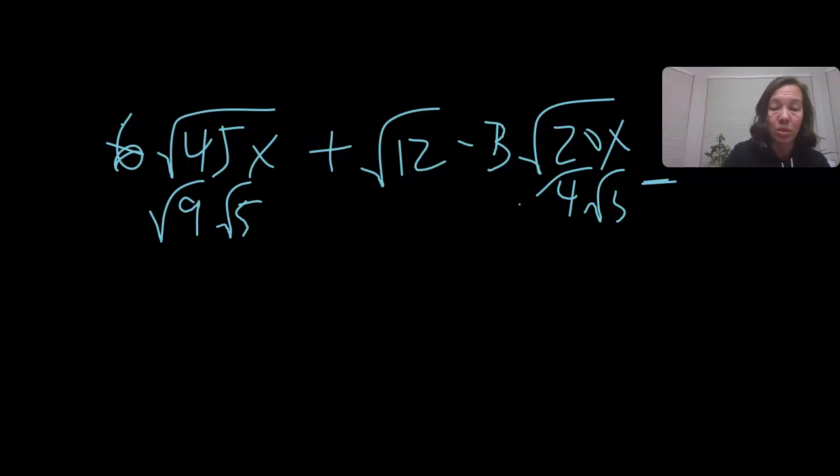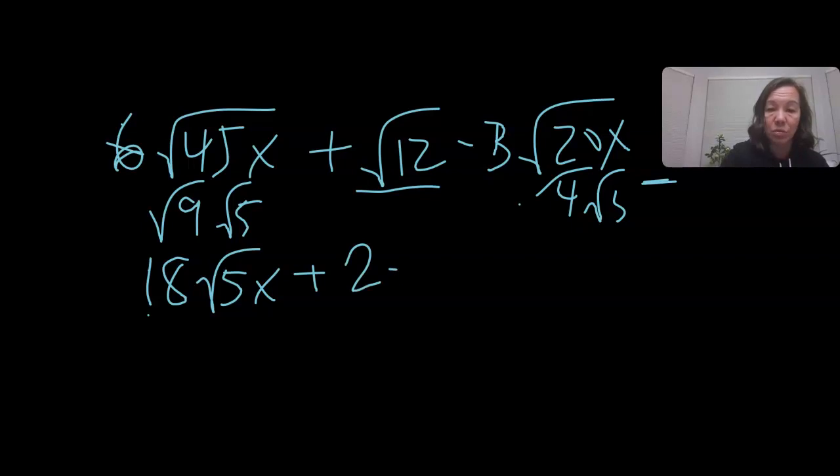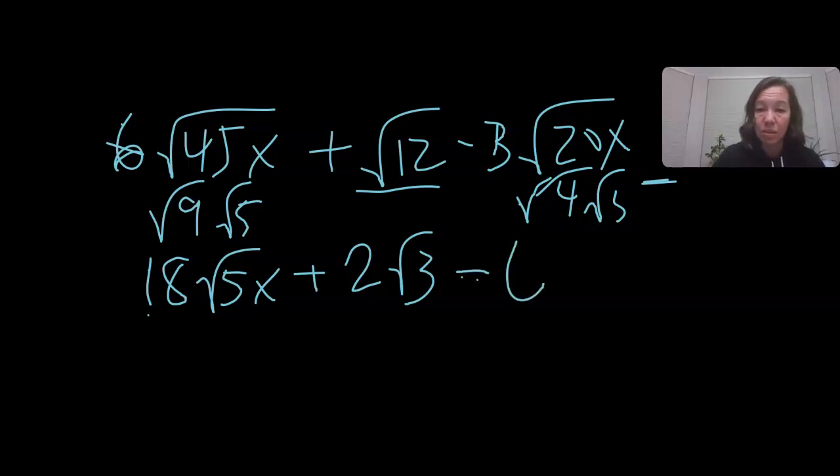So that would give us 18 square root of 5x. Square root of 12 simplifies to 2 root 3. And this here, the square root of 4 is 2 times the 3 here gives us 6. And then the 5 and the x will stay inside the square root.